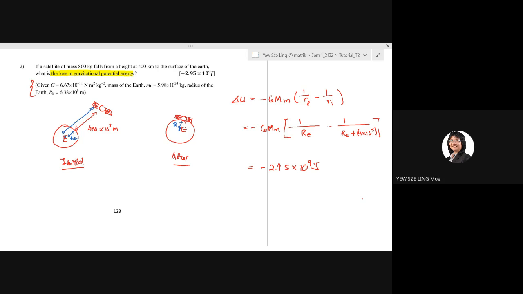Okay. So make sure you sketch the diagram, yes, because all the diagrams that I'm showing in the class will help you to understand the questions better.